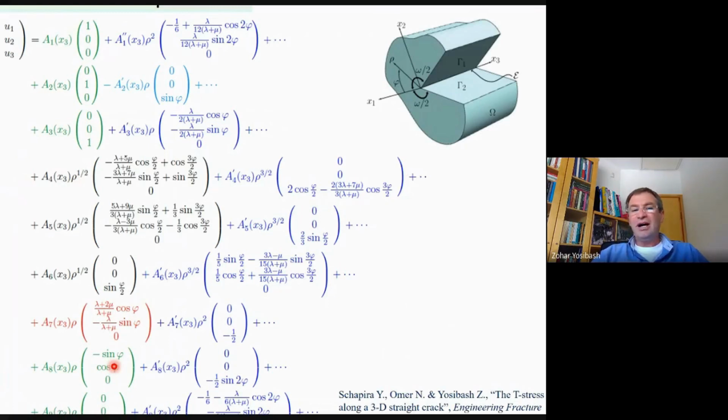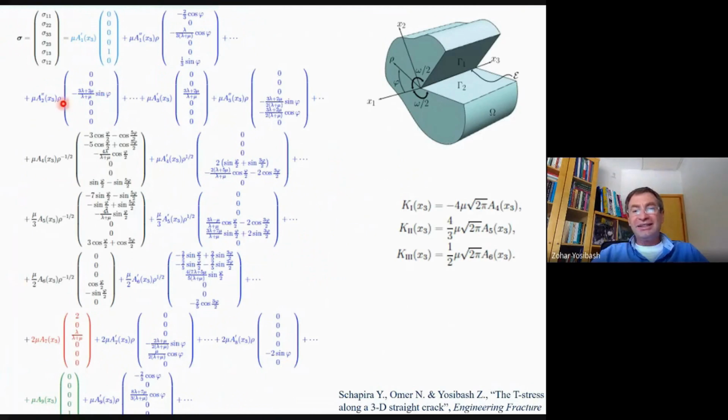So this is how the solution would look like in the vicinity of a straight edge. These are the stresses associated with these displacements. And I was talking about A4, A5, A6, but A4 is associated with K1. This is the engineering terminology, just multiplication by material properties. A5 is associated with K2, and A6 is associated with K3.